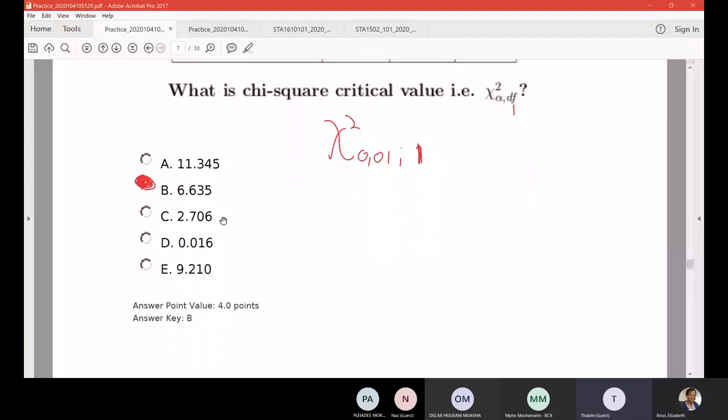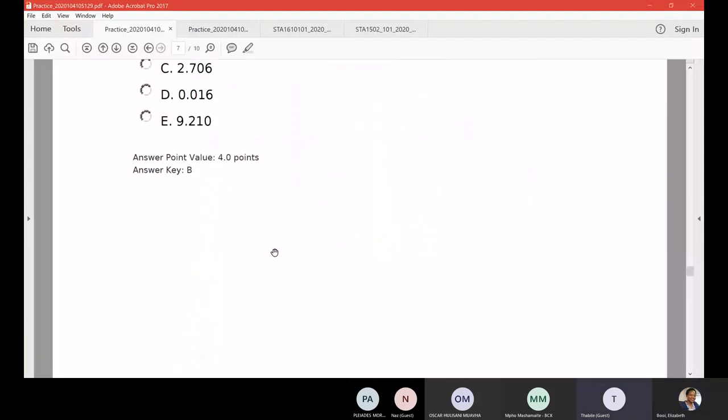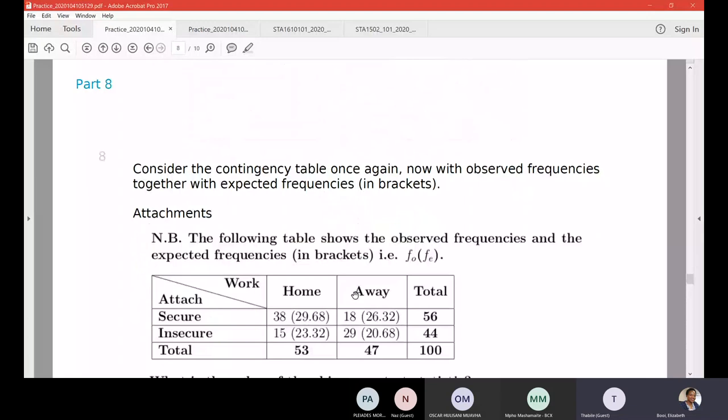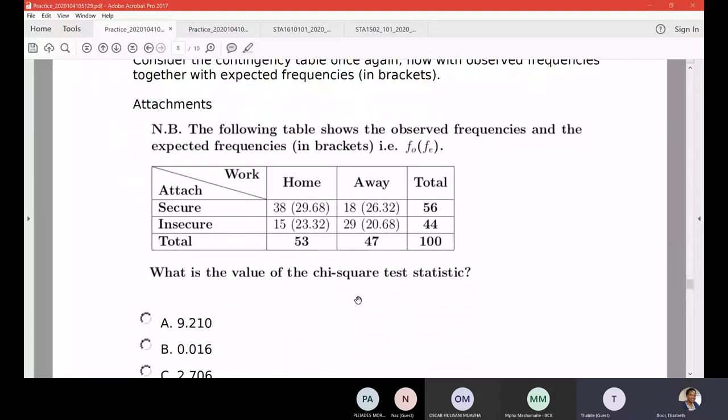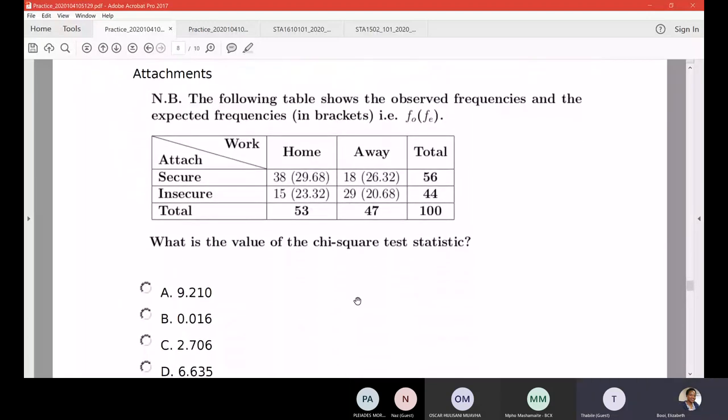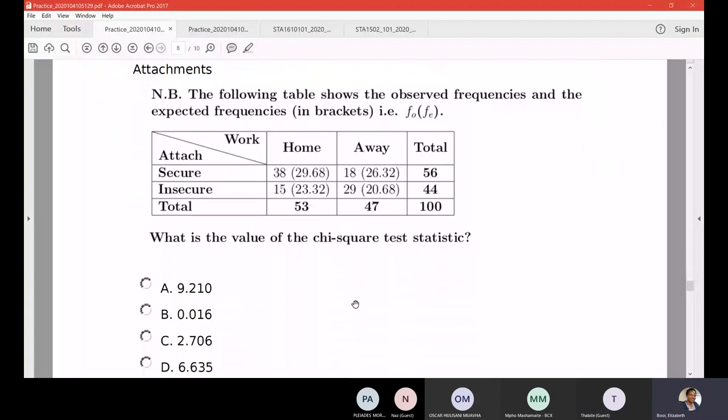Now, to the next one. It's also still a chi-square question. And what they did, they give you hints here. What they're also trying to do in the exam is to save you time so you don't do a whole lot of other things. So on this question, they calculated your expected frequencies for you. They are inside the brackets.